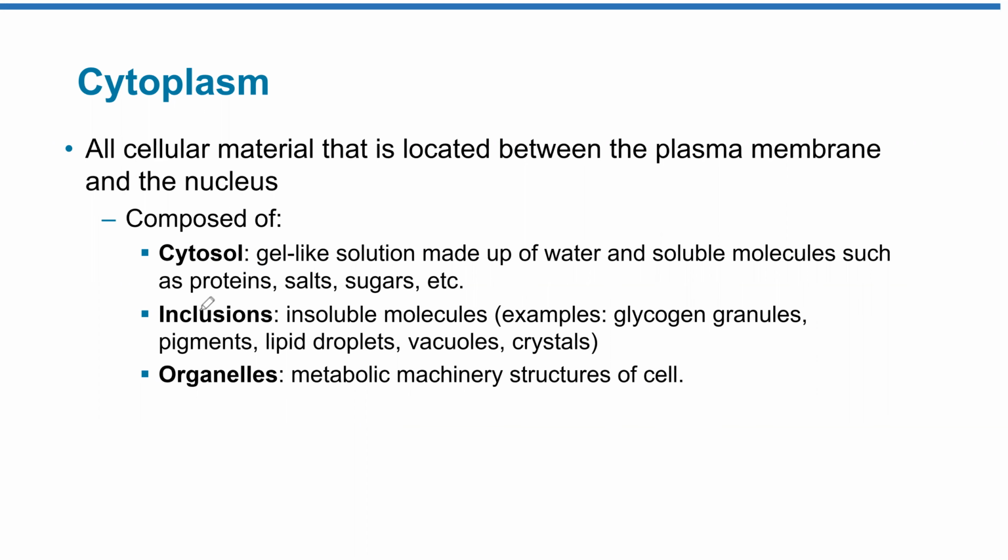Inclusions, insoluble molecules, for example, glycogen granules, pigments, lipid droplets, vacuoles, crystals. And all the organelles. The organelles are the metabolic machinery, the machinery structure of the cell. So cytoplasm is made of cytosol, that is pretty much the fluid portion of cytoplasm, organelles, so cytosol, organelles, and inclusions.